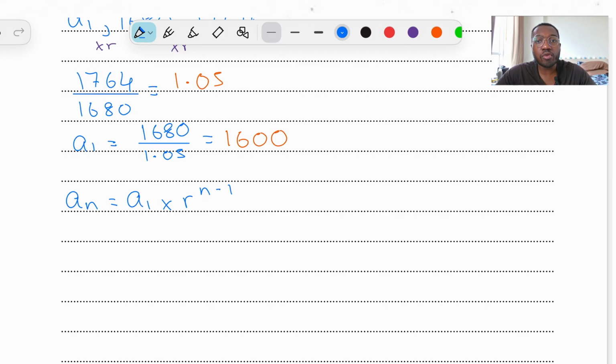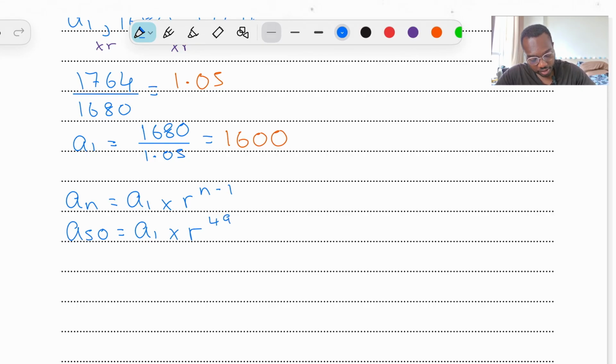That is a general formula to work out any term in a geometric sequence, okay? So we can just use this now to work out a 50th term. So that would be A50 is equal to A1 times R, and then for us, that will be 50 minus 1. So that will be R to the power of 49.